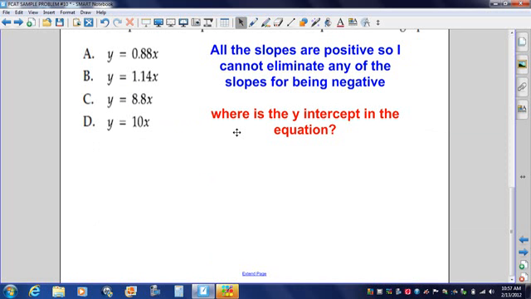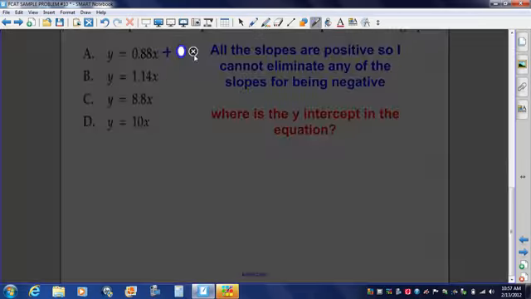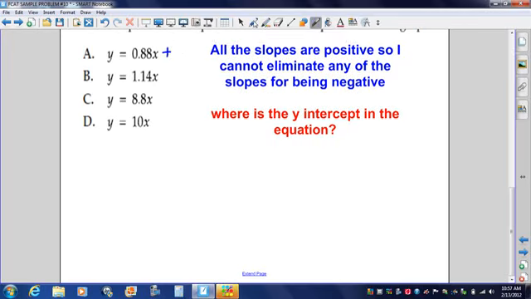So the question is, where is the y-intercept in this equation? Well, if you are smarter than the average 8th grader in Lee County, you would say, Mr. Phillips, there is an invisible 0 for my y-intercept on each of these equations. That's why we don't see a y-intercept.